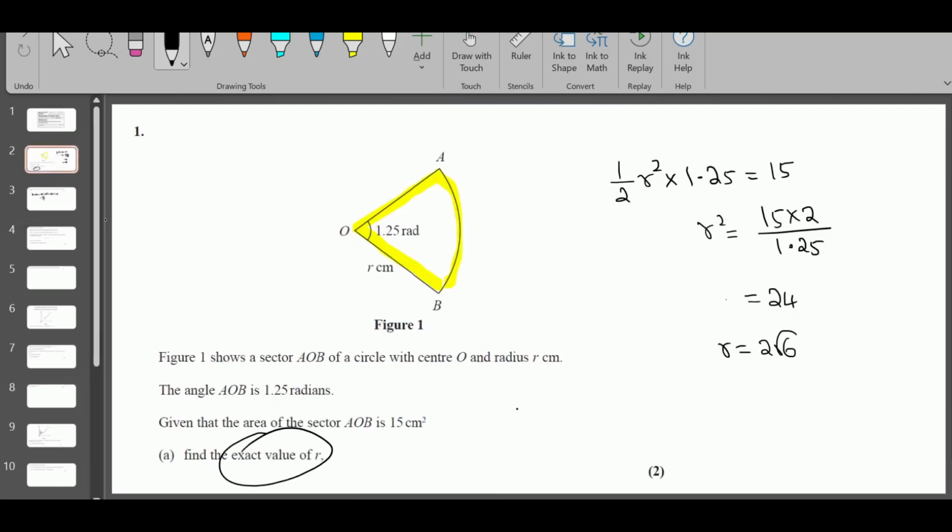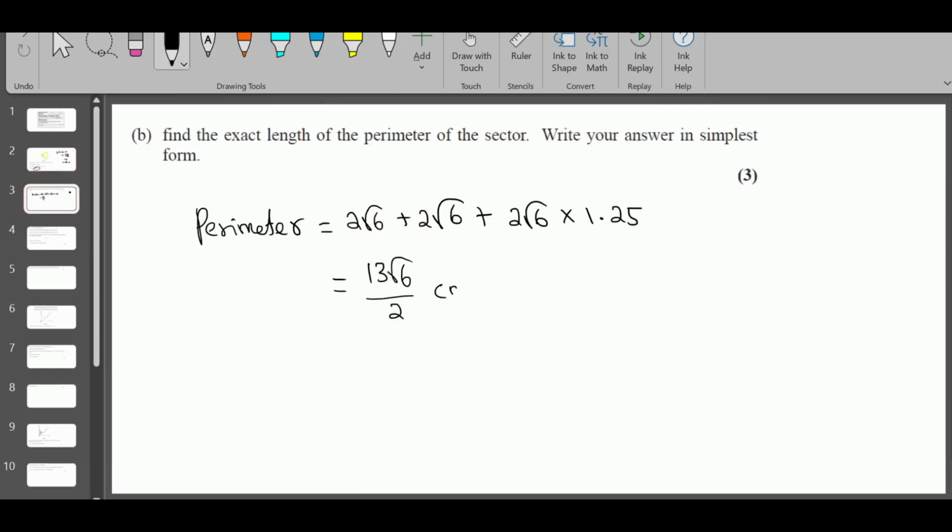It's centimeter. This is also centimeter. You won't lose mark if you don't write the unit, don't worry. Perimeter is centimeter. Just a 3-mark question.